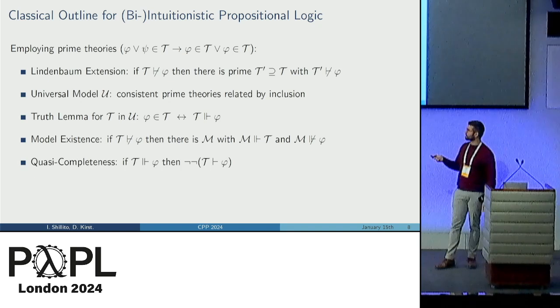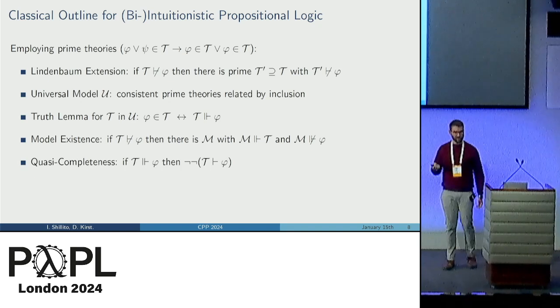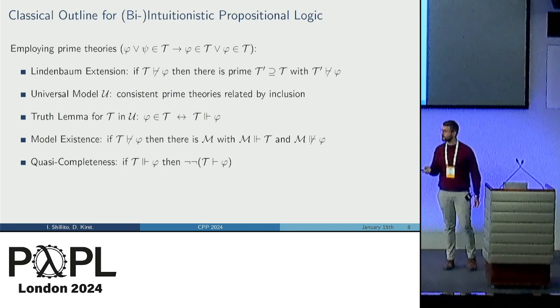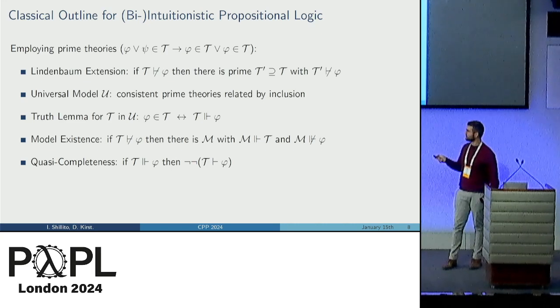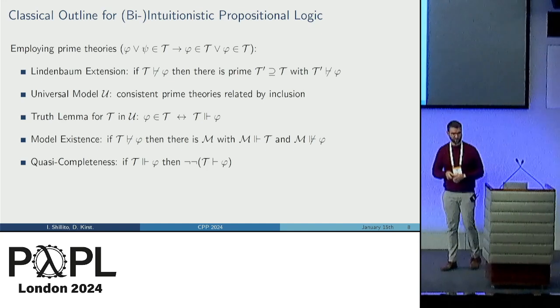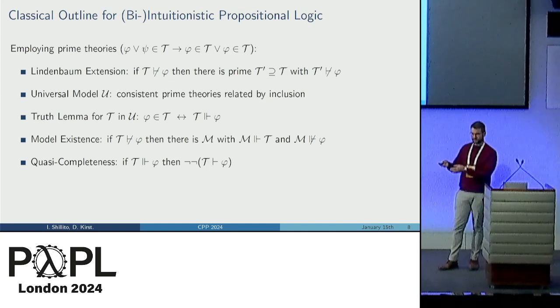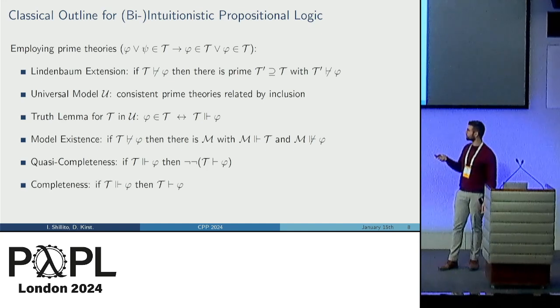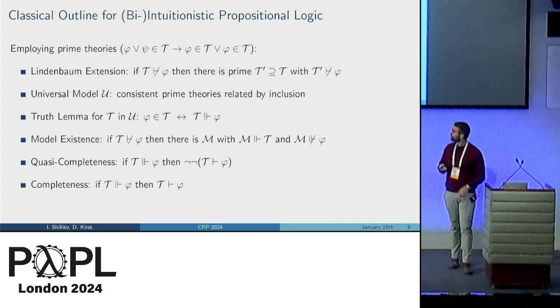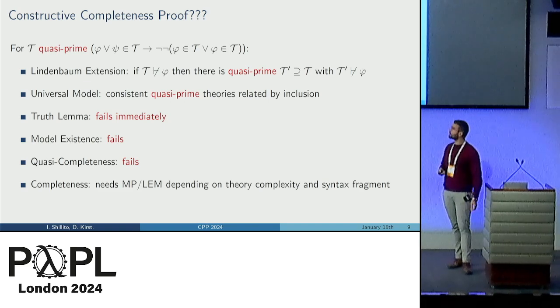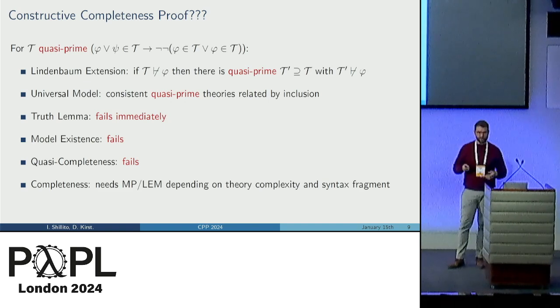From there, you get to a classically invisible step, which plays a very important role constructively, which is quasi-completeness. So from validity, you can derive not-not derivability. Classically, you just eliminate a double negation. From there, constructively, you will have to do something else, again, depending on other aspects of the constellation you are in. So that's the classical outline. Let's see what changes if we turn to constructive logic. Well, everything turns pretty bad.